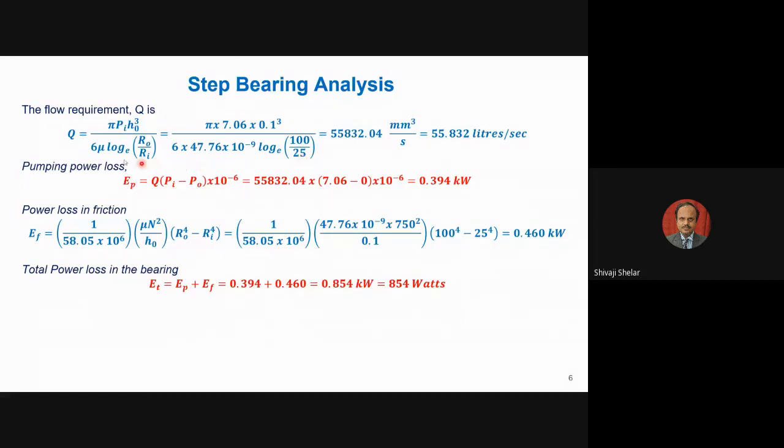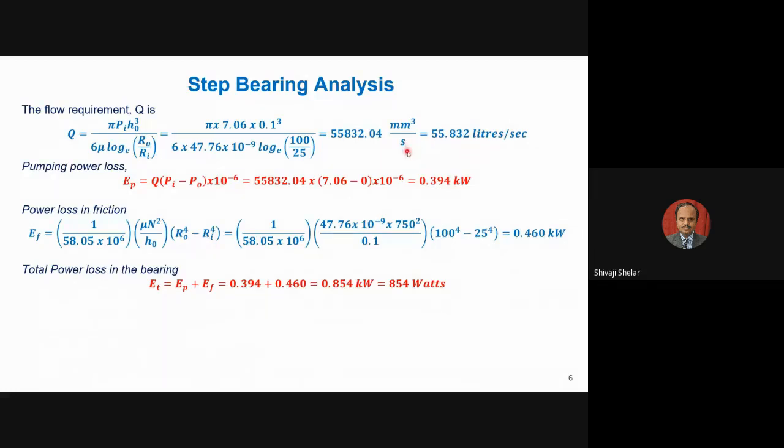So this value you get in millimeter cube per second. If this value is large, you can express it in terms of liters per second. If you divide by 1000, you get liters per second. Okay, so this much flow is required here.